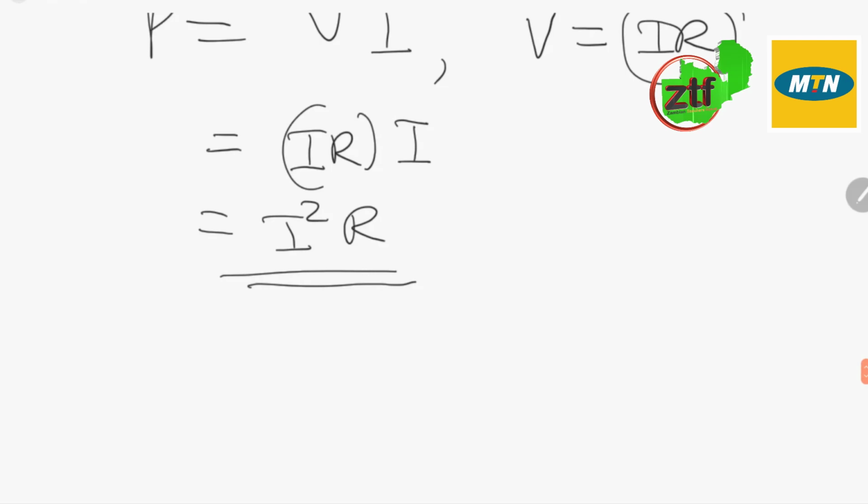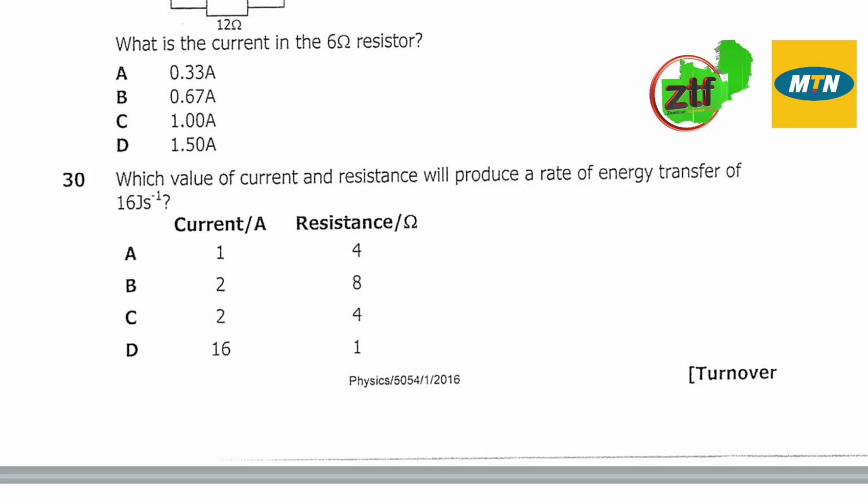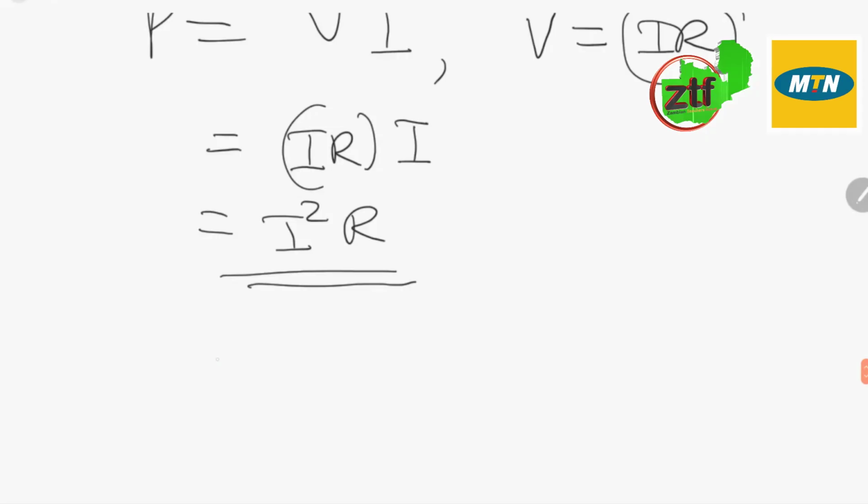Let's start with 1. When we say current is 1, 1 squared times 4 just gives us 4, so it's wrong. 2 squared is 4, times 8 gives us 32. 2 squared is 4 times 4 gives us 16. So that pair is the correct pair which gives us the power of 16. So the answer is C for that question. We move on to question 31.